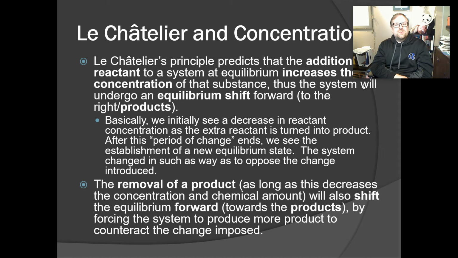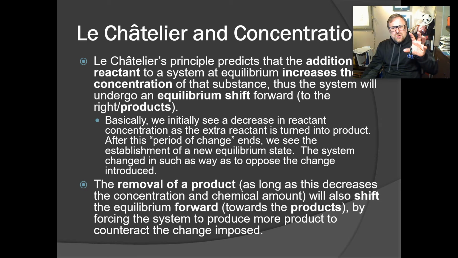Okay, that's opposing the change, because when we use those extra reactants to make products, the reactant level drops again. The concentration of reactants drops again. So basically, we'll see an initial decrease in the reactant concentration as the reactants are turned into product. After this period of change ends, we establish a new equilibrium state, and the system is changed in such a way as to oppose the introduction of the product or the reactant.